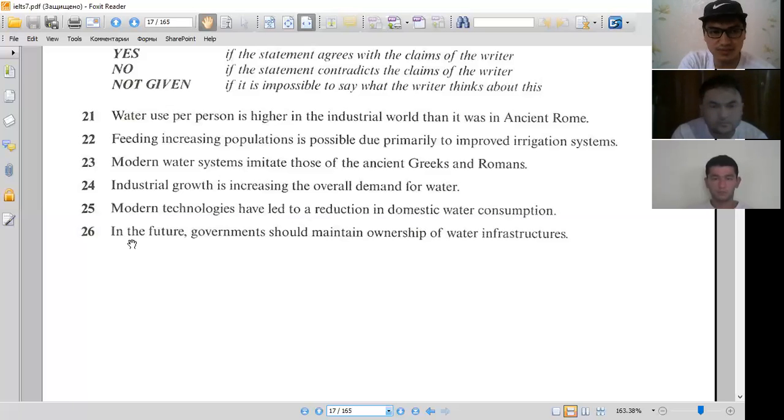In the future, governments should maintain ownership of water infrastructures. So, keyword, which one? Future, governments, should. Maslahat beryapti. Right?